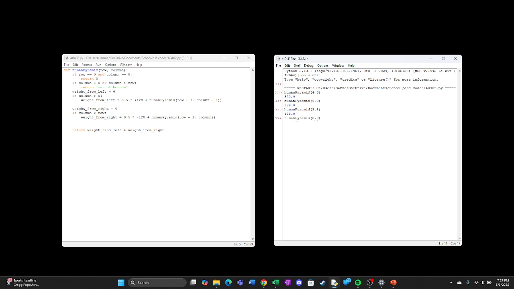And then I'll try it again with something that is out of bounds. So they're on the bottom row, but they're on a column that is outside of the pyramid. So there can't be more people in a column than the row. You get out of bounds.